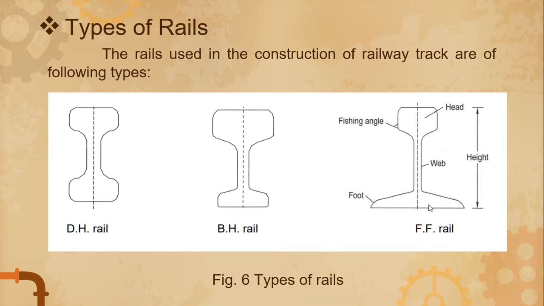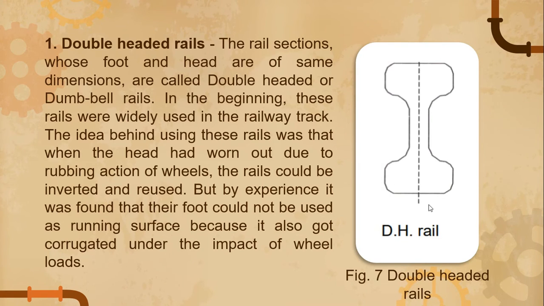So let's first discuss the first type of rail. Double-headed rail is a rail section whose foot and head are of the same dimensions. In the beginning, these rails were widely used in the railway track. The idea behind using these rails was that when the head had worn out due to the rubbing action of wheels, the rails could be inverted and reused. But by experience, it was found that their foot could not be used as a running surface because it also got corrugated under the impact of wheel loads.